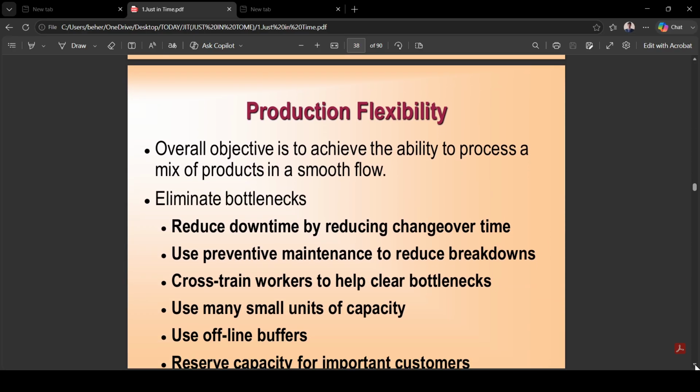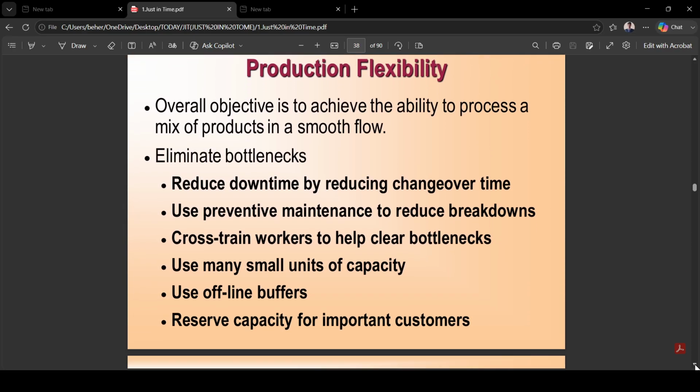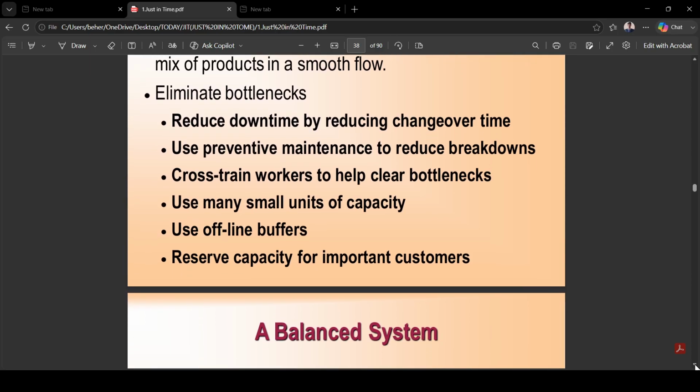Production flexibility. The overall objective is to achieve the ability to process a mix of products in a smooth flow: eliminate bottlenecks, reduce downtime by reducing changeover time, use preventive maintenance to reduce breakdowns, cross-train workers to help clear bottlenecks, use many small units of capacity, use line buffers, reserve capacity for important customers.